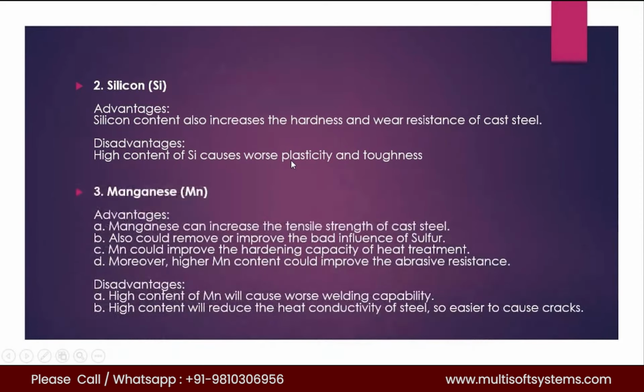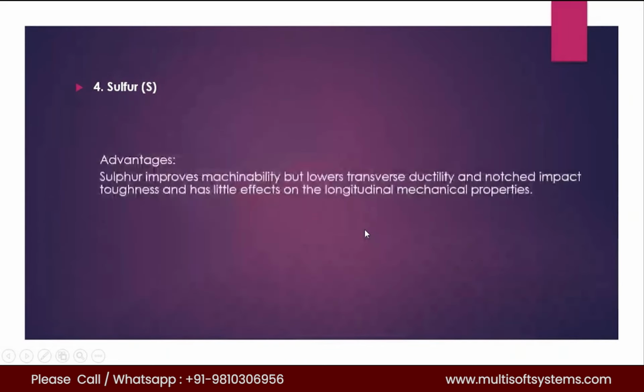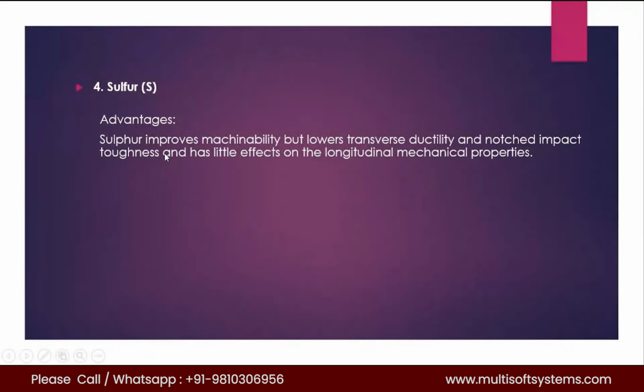And then manganese, Mn. Why we add manganese is that it increases the tensile strength and it also removes or improves the bad influence of sulfur. That is the advantage of adding manganese to the material. This also has some disadvantage. If more manganese content is added, it will affect the welding properties and it also reduces the heat conductivity of the steel.